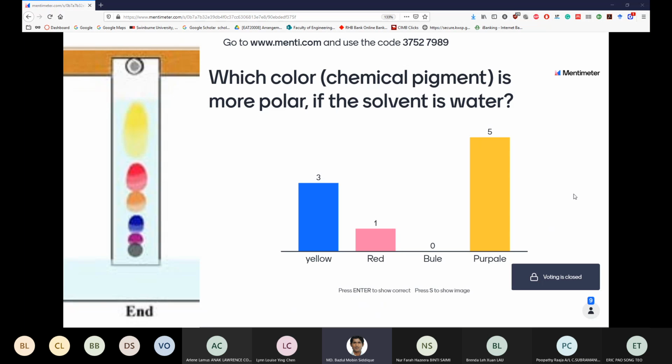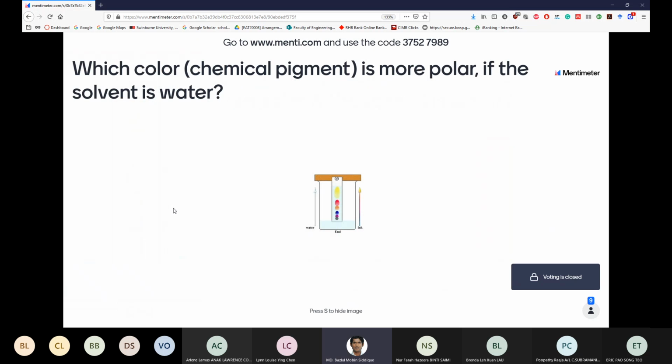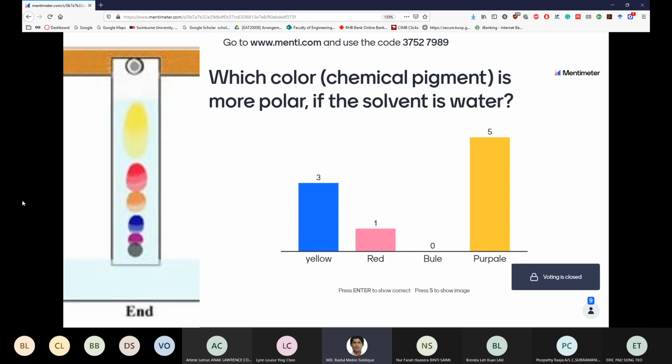I think I know. Okay, so now we see that the voting is closed. 9 of us have voted. And 5 go for purple, 3 for yellow, 1 for red. Okay, that's good.